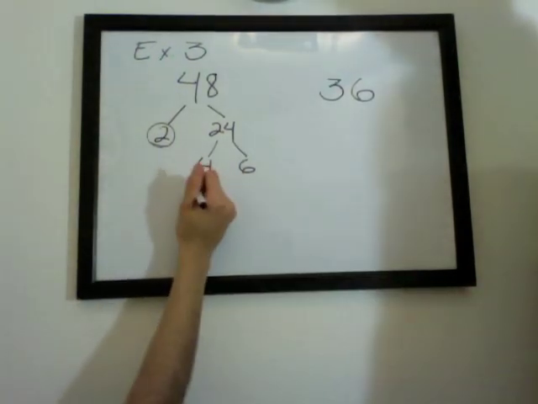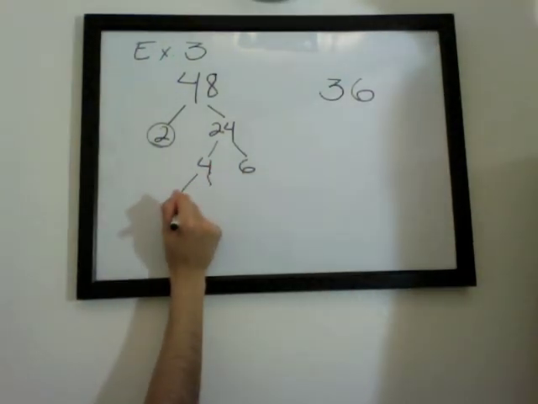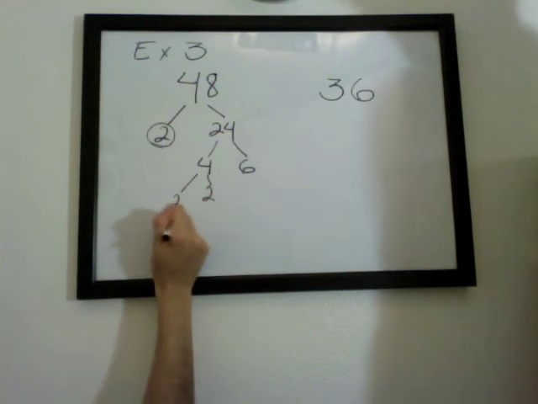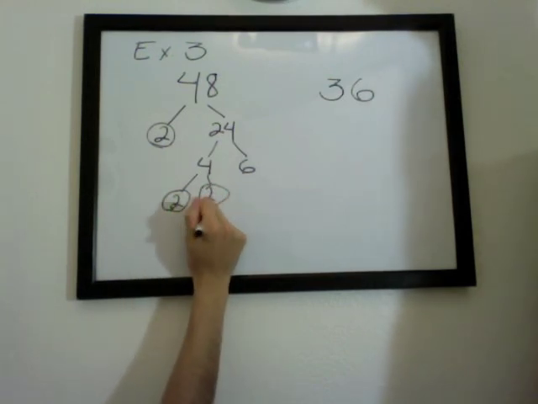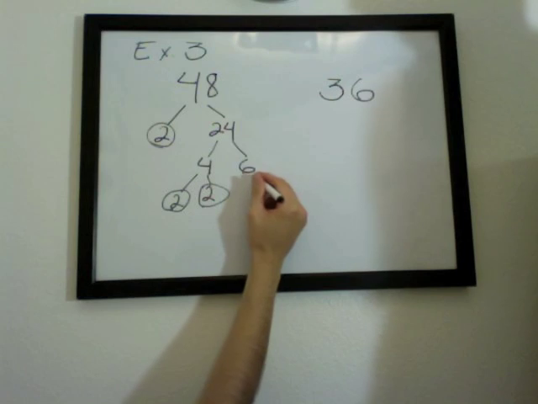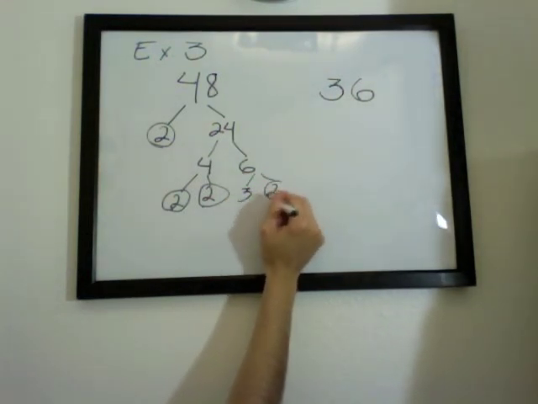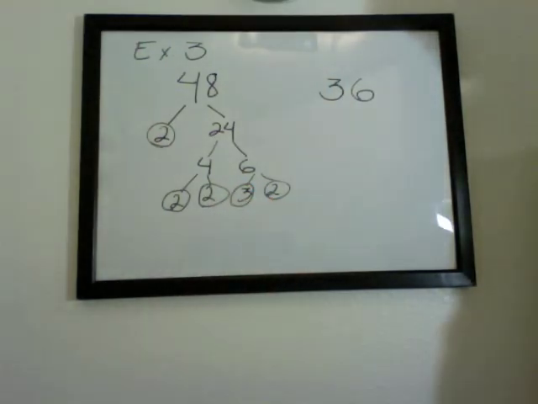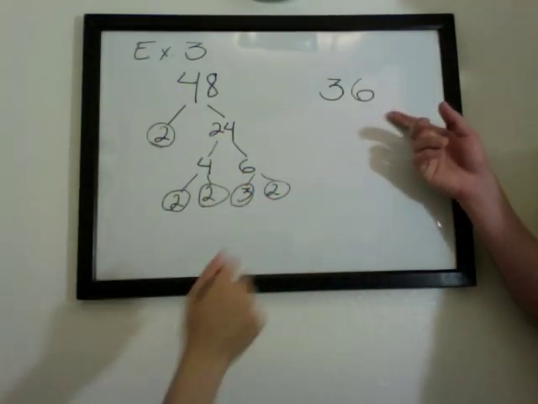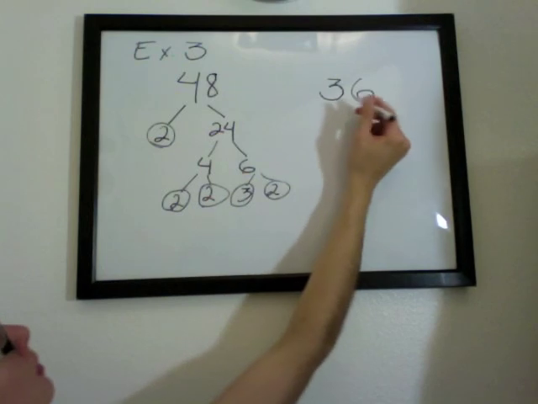So let's do 4. You know 4, that's 2 and 2. And those are both primes. And 6, we know we can break that up into 3 and 2. And those are both primes. Okay, so we're done with all the primes on that number. Let's do this one now. This one, break it up into 18 and 2.